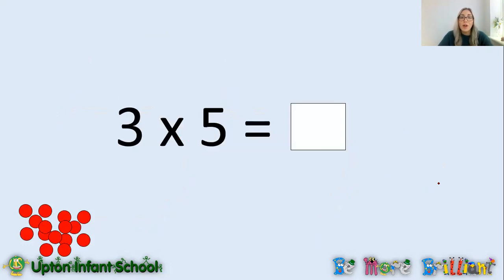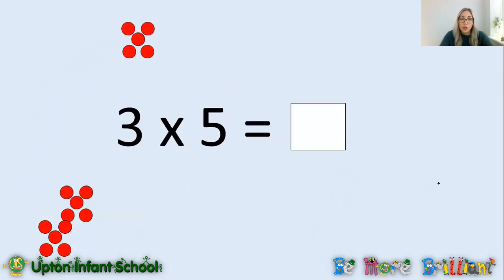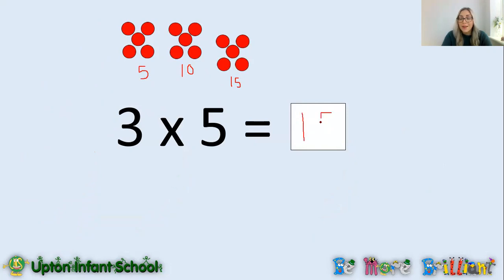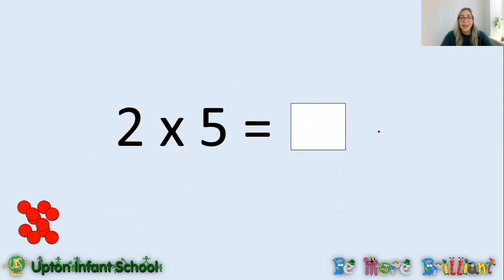Okay, next one, we have got 3 times 5, 3 multiplied by 5. So here I go. I've got 1, 2, 3. 3 groups. Let's have a go at counting in 5s to see what our answer is. 5, 10, 15. That's 3 lots. 5, 10, 15. 3 times 5 equals 15. Okay, let's have a look at the next one.